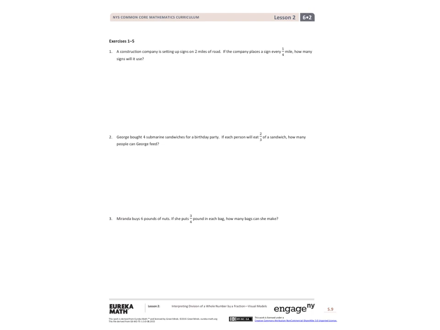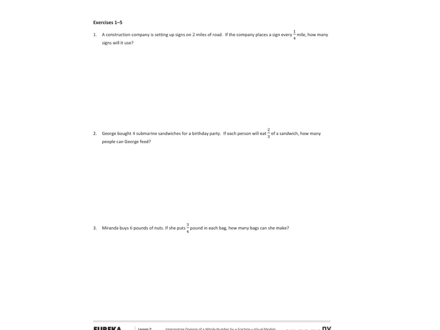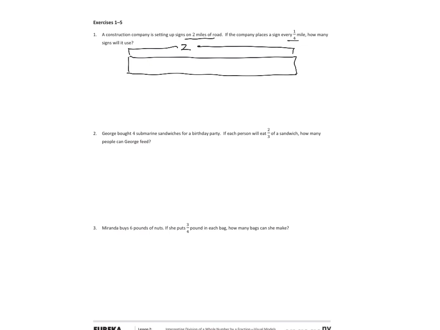A construction company is setting up signs on 2 miles of road. Okay, so I'm thinking about that. If the company places a sign every 1/4 mile, okay, there's 2 miles of road. They place a sign every 1/4 of a mile. So how many signs are they going to use? So I'm going to first do my drawing. This whole thing is representing 2 miles. Okay, so there's 1 and there's 2.